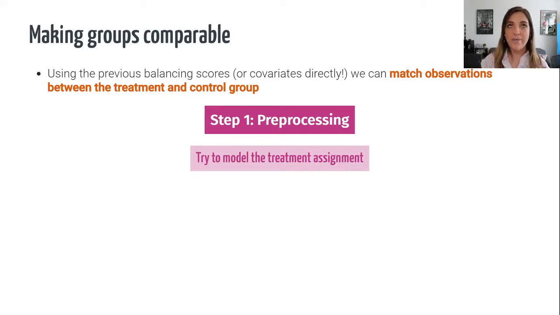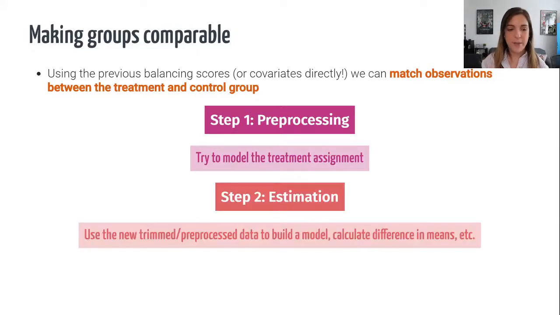So all the variables that you think might affect treatment assignment should go into your model in this case, or in your balancing restrictions to a certain extent. And the second step basically is just estimation. So we will now use that trimmed or pre-processed data, and we're going to build a model and calculate difference in means. Again, we don't need to actually run a regression with this. We can do it non-parametrically, just calculate difference in means, run a paired t-test, etc., etc.